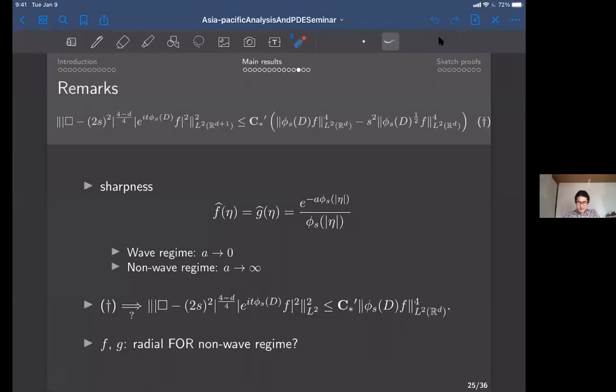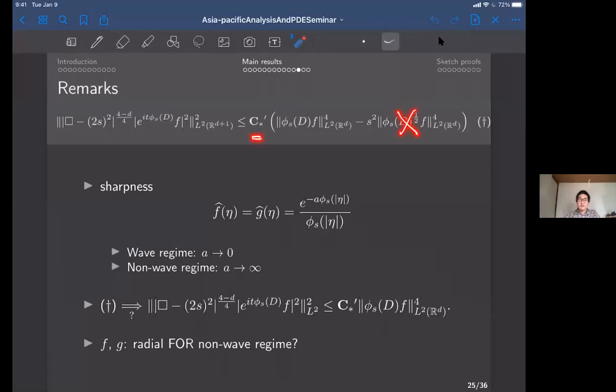That's because if you plug this function into the strictest estimate, then after the change of variable, you can show that a gets down here. Then you take the limit. So for the non-wave regime, it's okay. It goes to 0 and it's just gone. So it's harmless to ignore the second term, right?